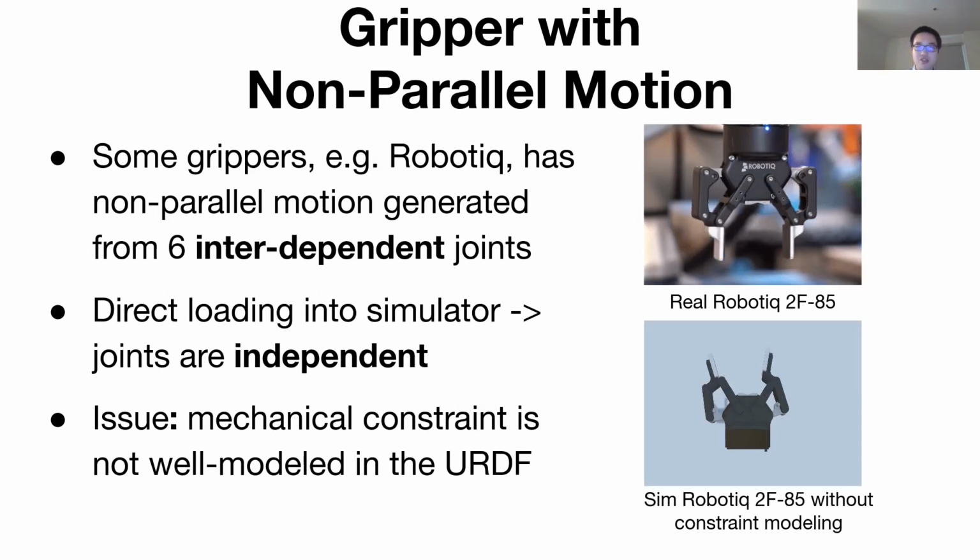For some grippers, such as the Robotiq gripper, it will have some non-parallel motion generated from 6 interdependent joints. However, by loading some URDF files directly into simulators, we will typically get independent joints as shown in the video down below. And the issue here is that the mechanical constraints are often not well modeled in URDFs, and different simulators would have different ways to simulate such loop constraints.